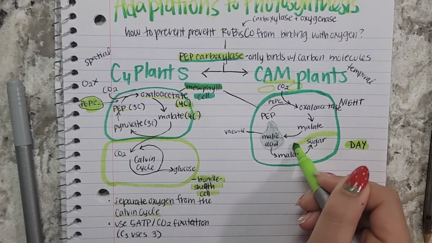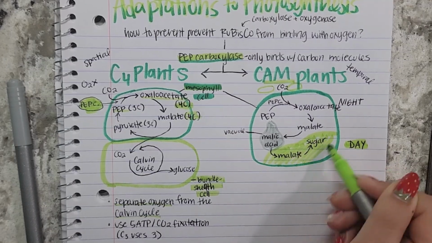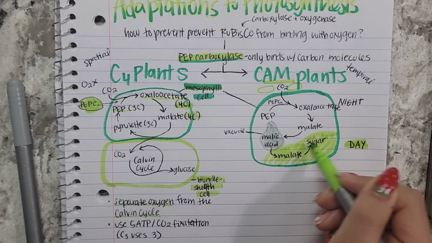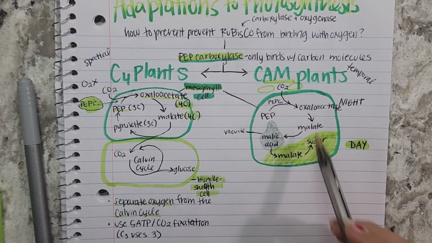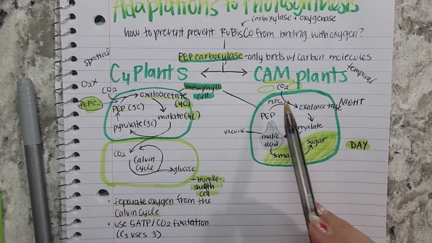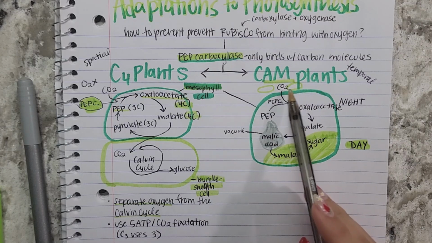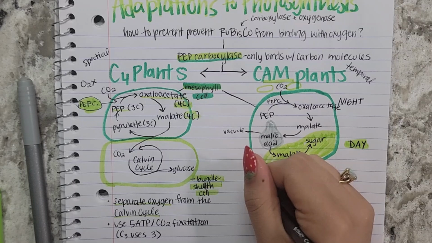So the day is happening here as we take the malic acid from the vacuole, turn it into malate, and turn it into sugar. So in the day, we can close our stomata. We don't need the CO2 because we have this built up malic acid to make sugar out of. But at night, we need to open it up to get the CO2 in, let any oxygen out, and build up that malic acid.